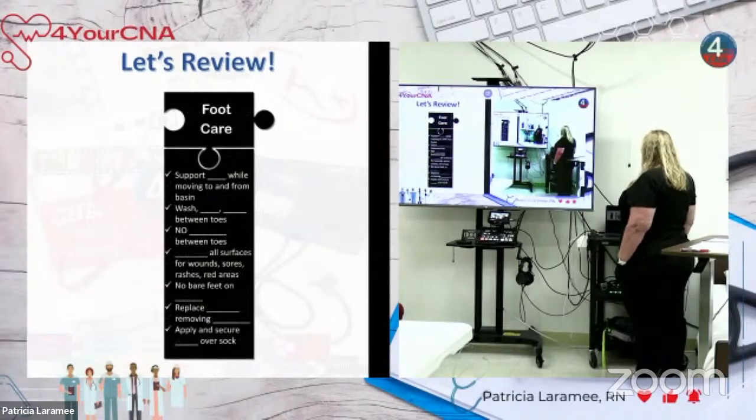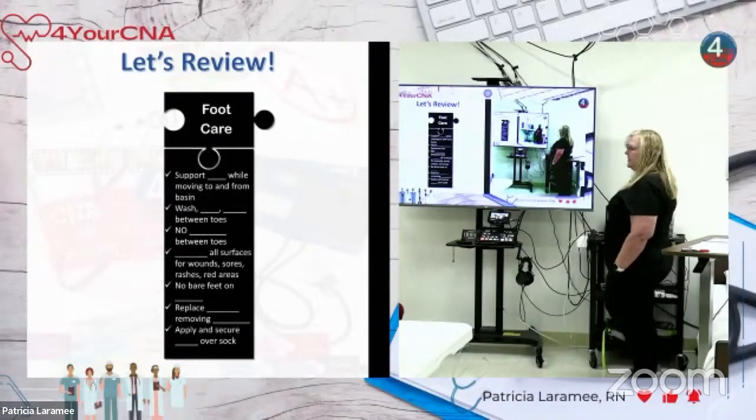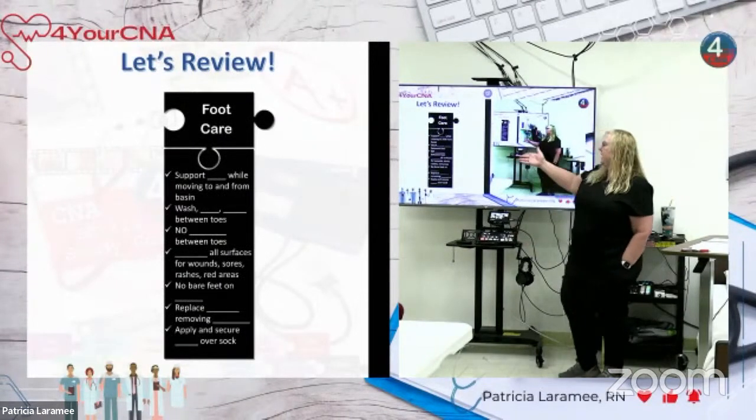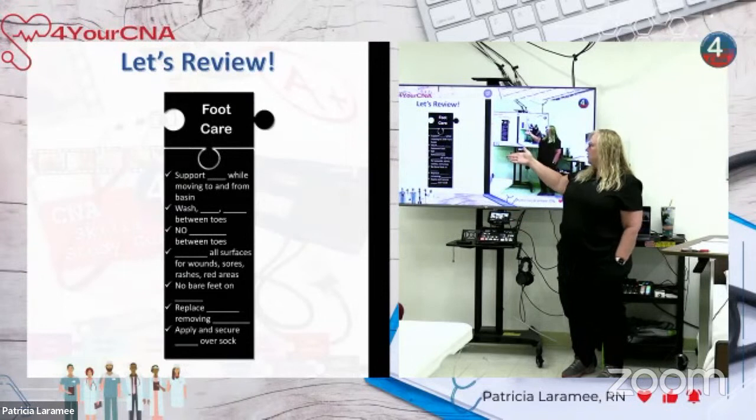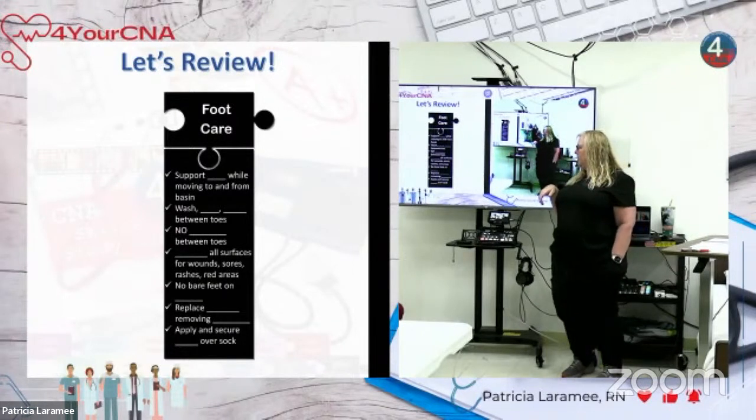And we learned foot care, which was a variation of hand and nail care, just a little lower. So all the same steps: support the foot while moving, wash, rinse, dry. No lotion between the toes. We want to inspect all surfaces. No bare feet on the floor.